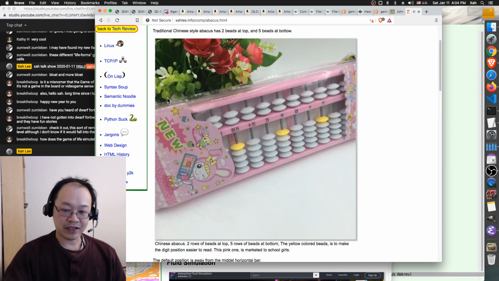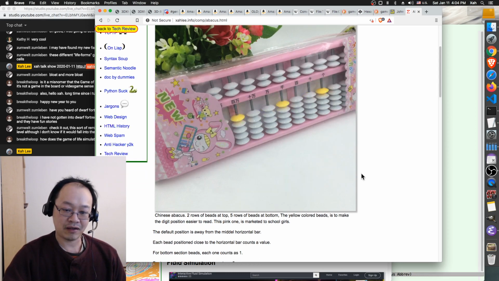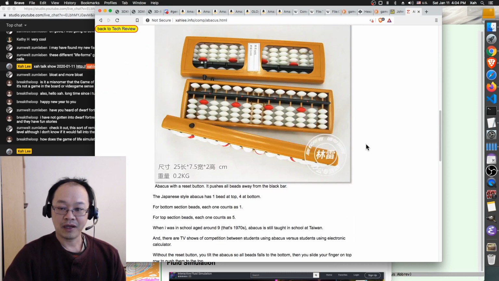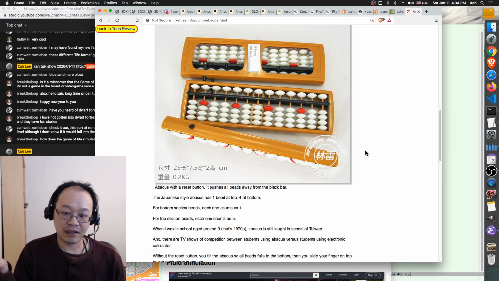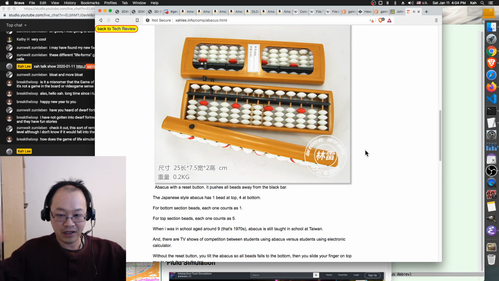So here we have some pictures of abacus. This is Chinese style, old Chinese style. Nobody uses this style anymore. And this is Japanese style abacus. So abacus is actually, you can call it a universal computing machine.